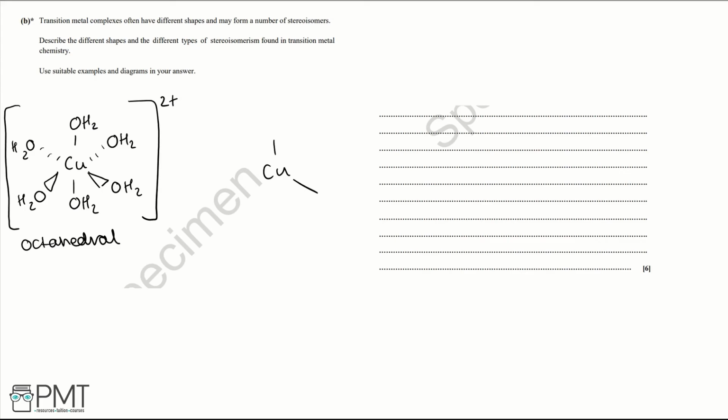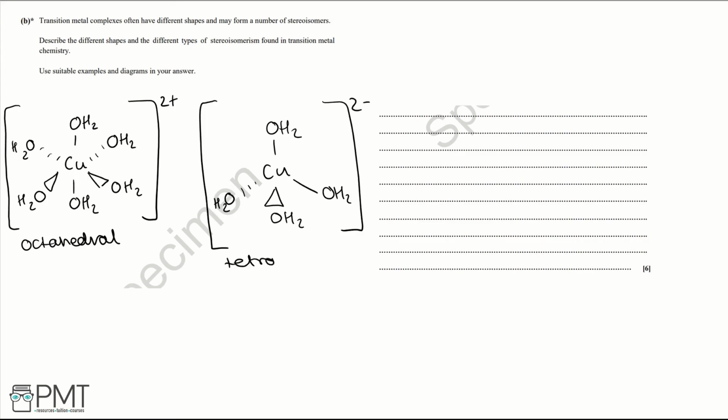Next we're going to draw a tetrahedral arrangement with water ligands, and that's where we're going to have 4 water ligands. So again, 3D, and making sure we're bonding to the oxygen and not the hydrogen in our water. We're going to have square brackets again, but this time our charge is going to be 2 minus. And this is called tetrahedral.